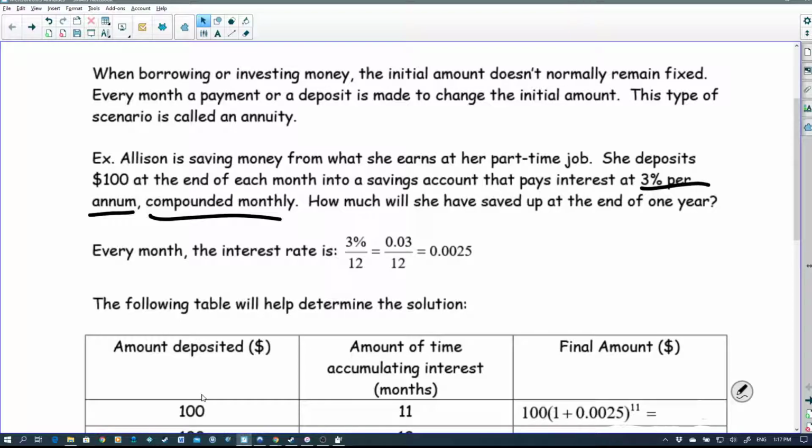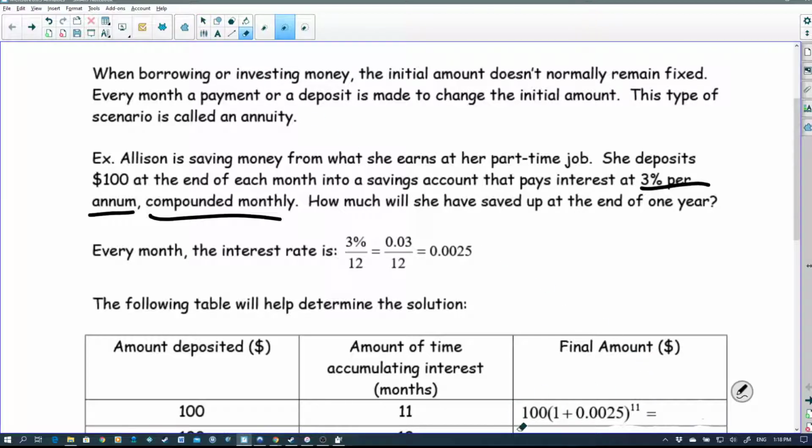But why does this first amount of money only get 11 months worth of interest? So you're depositing $100 at the end of the month. It is only getting 11 months worth of interest. Let's say that $100 was deposited at the end of January. That means the end of January, January's done. So that $100 doesn't have time to accumulate interest over that month. So it doesn't get interest in January, but it does get interest February, March, April, May, so the 11 months after that. And that's why you're only going to get 11 months of interest for that particular $100.